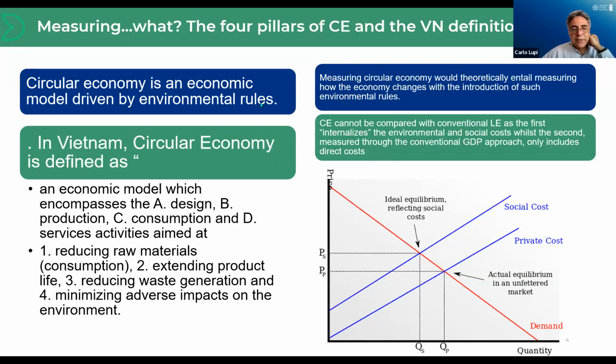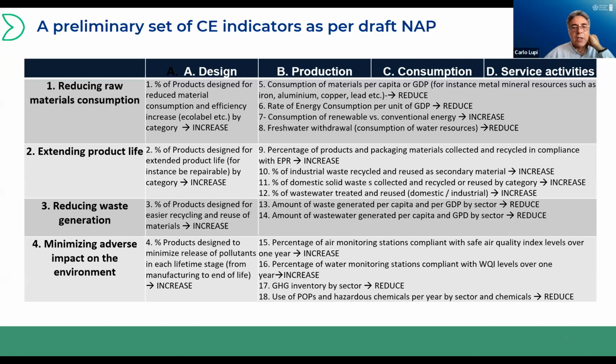What we can do then is not to measure the efficiency of the circular economy in terms of GDP, but the achievement of the goals. So, for instance, the achievement of reducing raw material, extending product life, reducing waste generation, minimize adverse impact on the environment. And this is what is currently proposed under the National Action Plan and is under discussion.